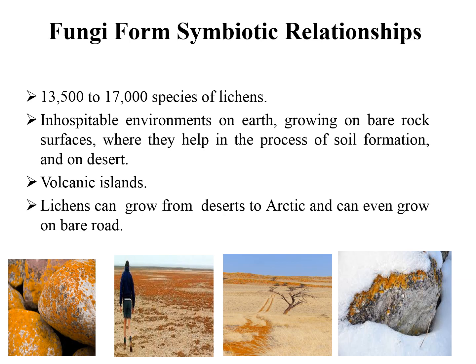Together with algae, these organisms form a unit so tough and undemanding of nutrients that it is among the first to colonize newly formed volcanic island. Brightly colored lichen can grow from the desert to Arctic and can even grow on bare road. They grow very slowly.